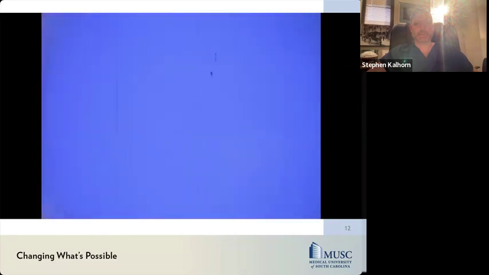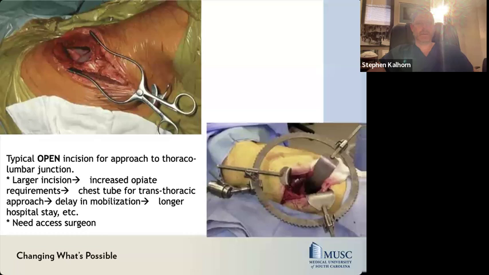That's the shark bite that people used to use to take these things out. So anyway, that's a typical open incision, obviously, and the larger increased opiate requirements. There was obviously a double lumen tube, chest tube postoperatively with a lot of pain, delay in mobilization. I remember in residency, these folks would just be miserable in the ICU. They're just so sore, they'd get pneumonia and linger for a while. You'd of course need an access surgeon to get you down there.